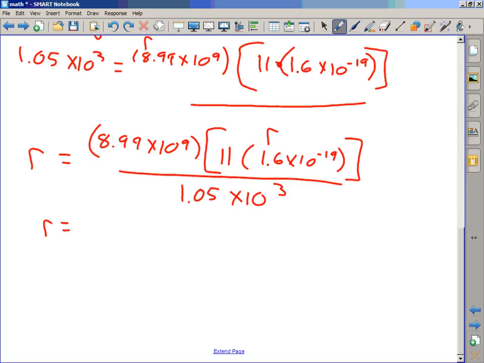I got 1.5 times 10 to the negative 11. 1.5 times 10 to the negative 11 meters is a possible answer. Right?